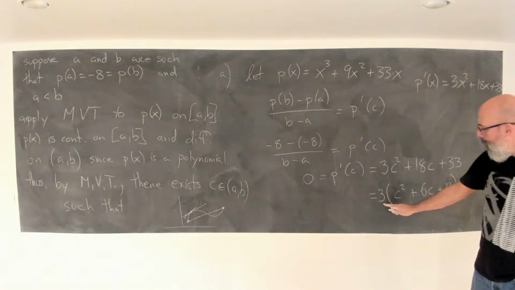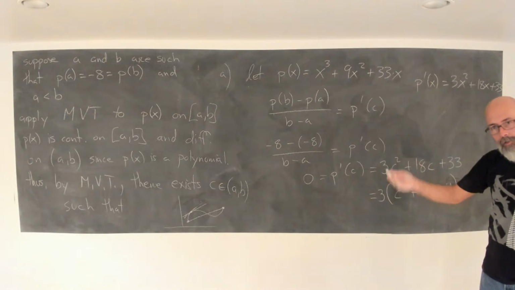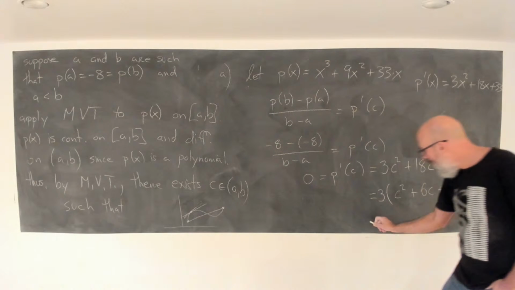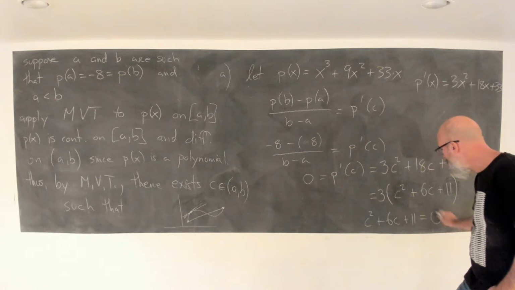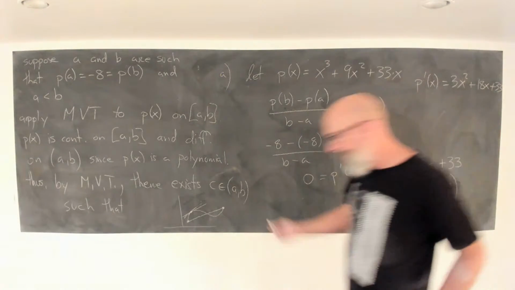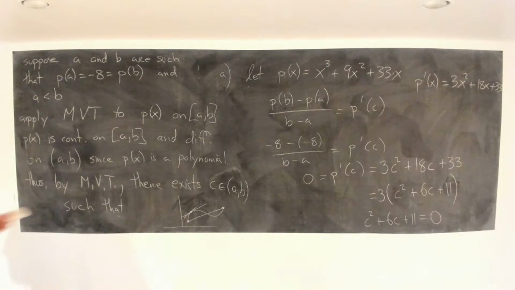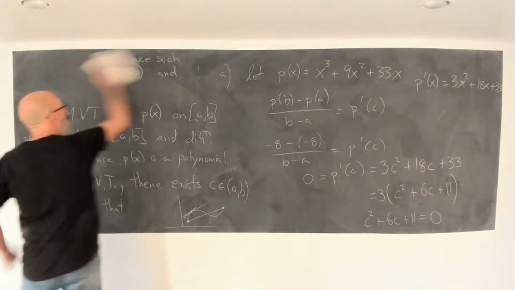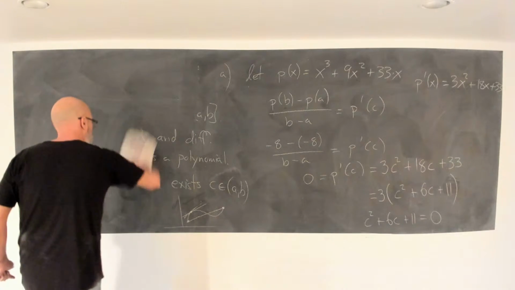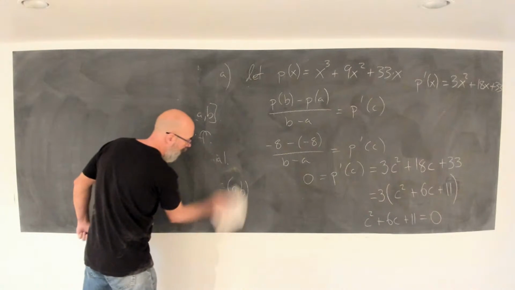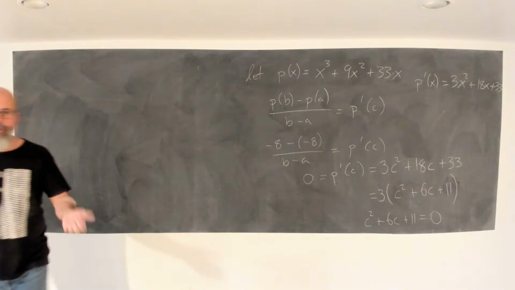And you know that if a product is 0, one of the factors has to be 0. So either 3 is 0, which it isn't, so you need c squared plus 6c plus 11 to be 0. So when is this 0? You can try factoring. It's not working out so well. What are you going to do? Just because you can't factor doesn't mean it doesn't factor.